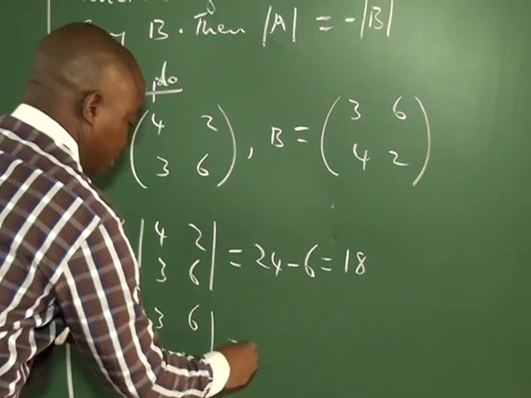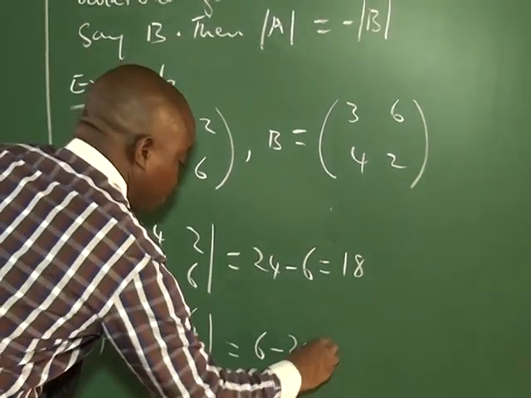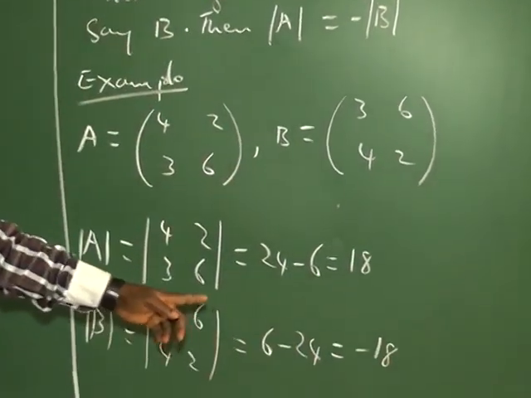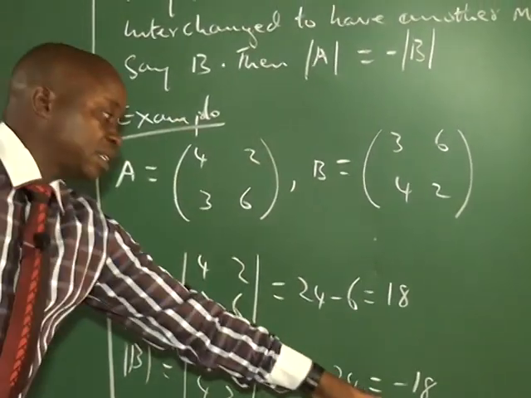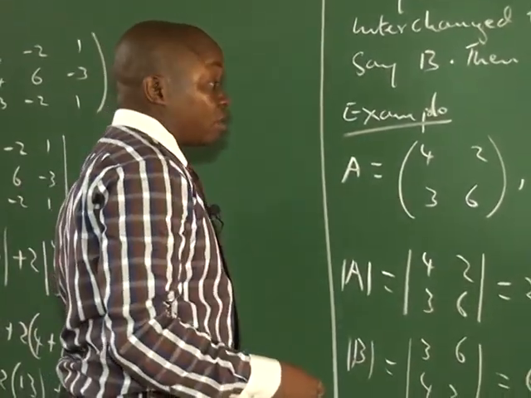3 times this, 3 times 2 is 6, minus 24. That gives you minus 18. And look at that. We are saying that the determinant of A will be equal to minus the determinant of B if you interchange any row or column.